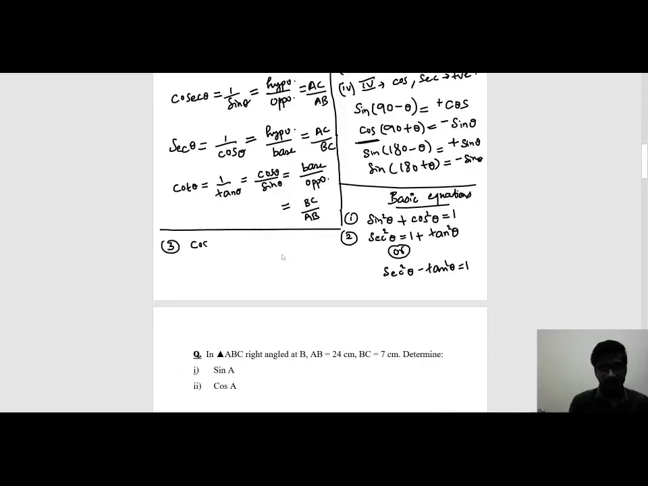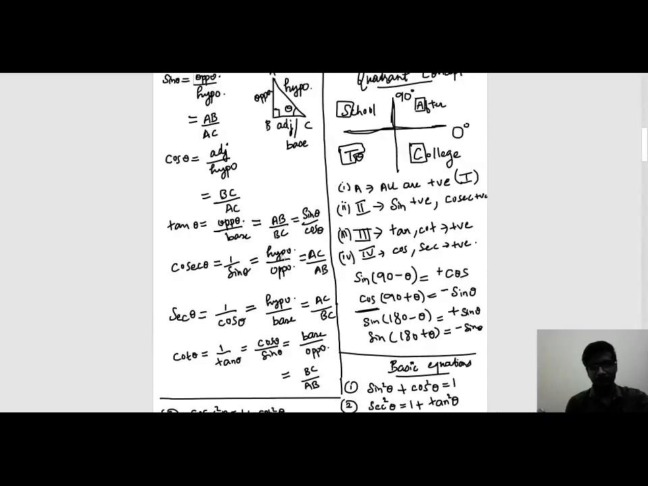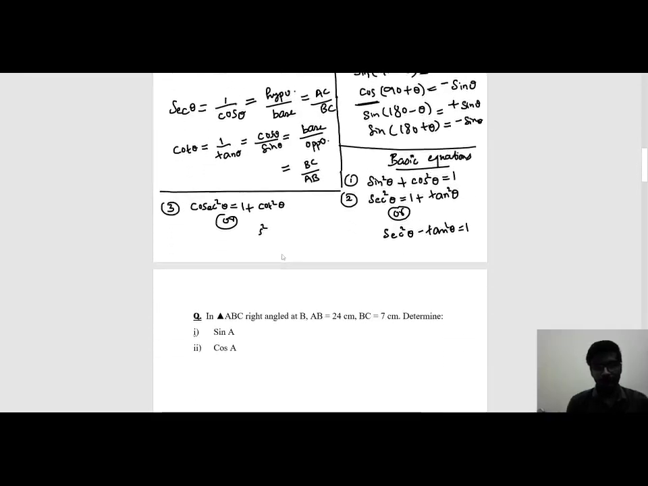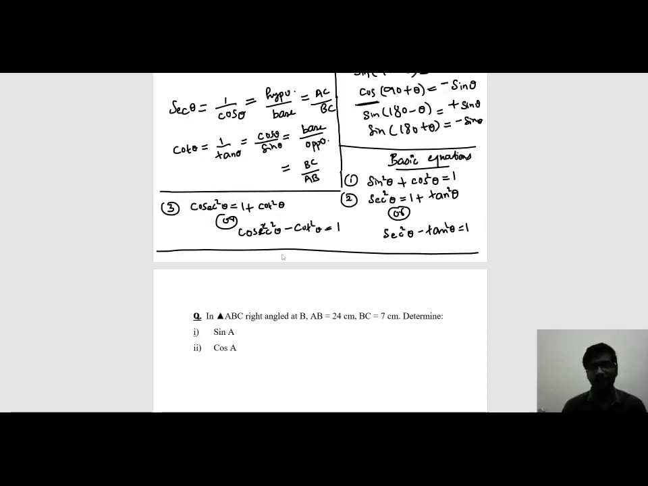It is cosec square theta is equal to 1 plus cot square theta, or cosec square theta minus cot square theta is equal to 1. These were the basic things that we have to know before solving the problems.